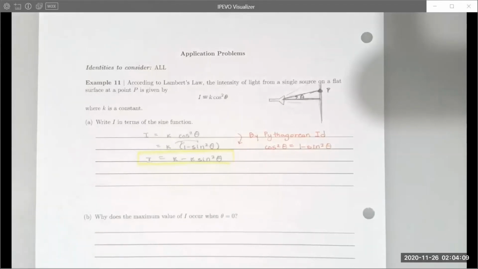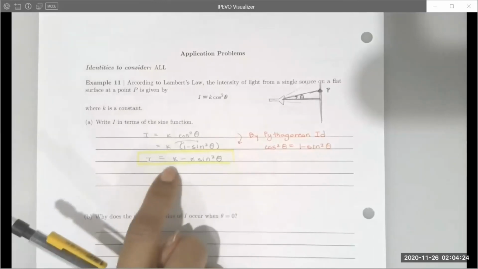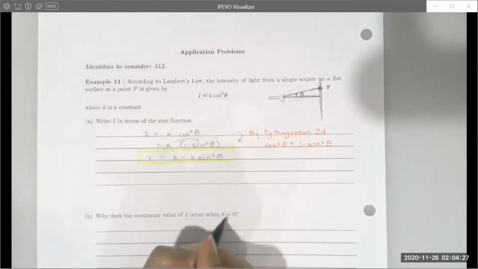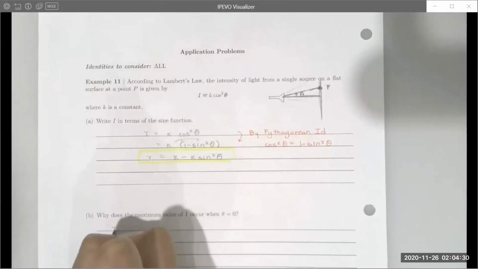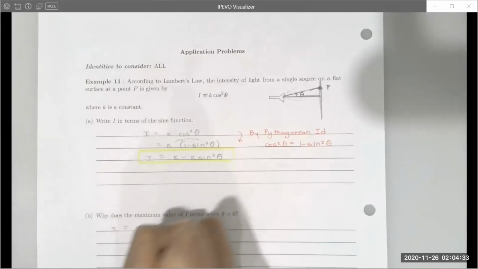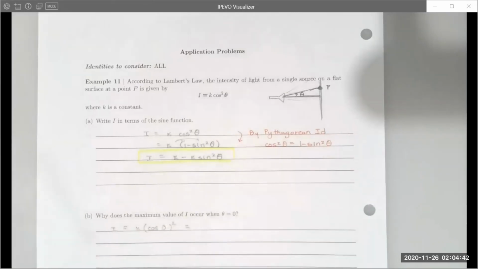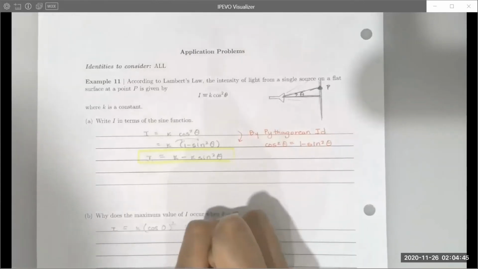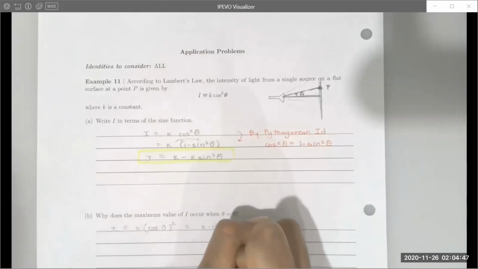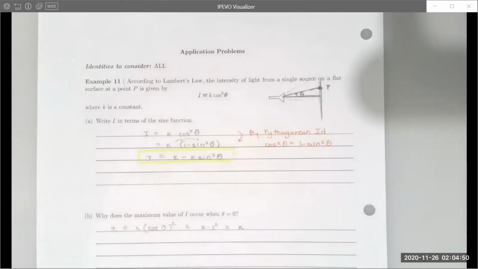All right. Now part B is asking, why does the maximum value of I occur when theta is 0? Well, let's see. We'll look at the original expression and this second expression that we found. If we plug theta equals 0 into the first expression, we're going to get I is equal to k times cosine of 0 squared. Cosine of 0 is 1, so it'll be k times 1 squared, which is just k.